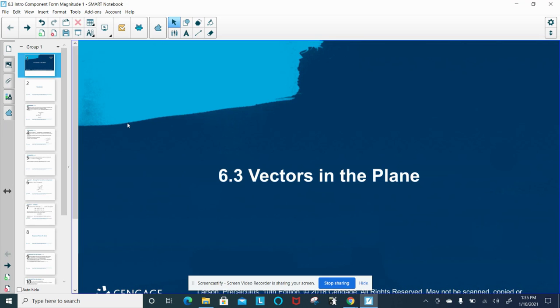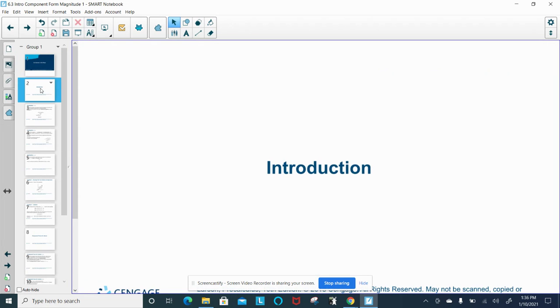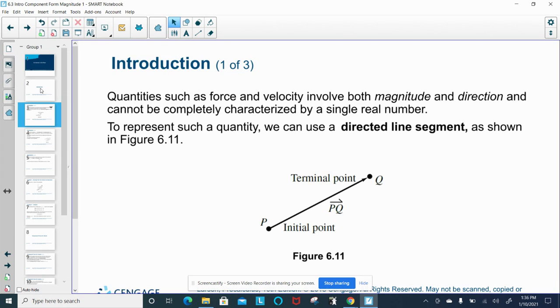Okay, as we start our vectors unit, you're going to find that there's a lot of vocabulary. So let's start out with a little introduction. Certain quantities in the real world, like force and velocity, involve both a magnitude and a direction. They have a specific amount, like how much force, but that force is also being applied in a particular direction. So we don't always use a single real number for some of these quantities. We use what we call a directed line segment or a vector.